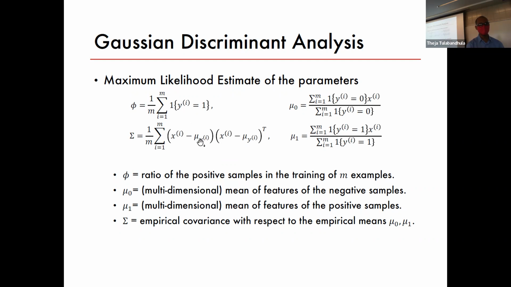By the way, it's not immediately obvious why you get this, but if you take the likelihood objective and maximize it, you'll get these expressions, which are all intuitive. Sigma is basically the empirical covariance with respect to the empirical mean. So first you estimate mu naught and mu1, and then you use the mu's to define sigma.